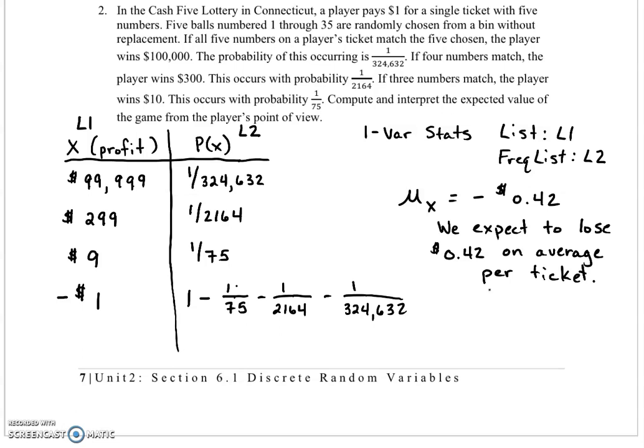Well, that concludes section 6.1 on discrete probability distributions. In chapter 7, which we'll start next, we'll talk about continuous probability distributions, specifically the normal distribution.